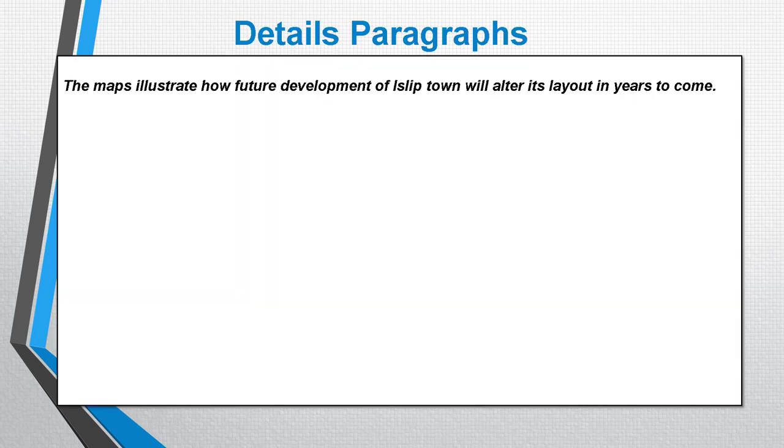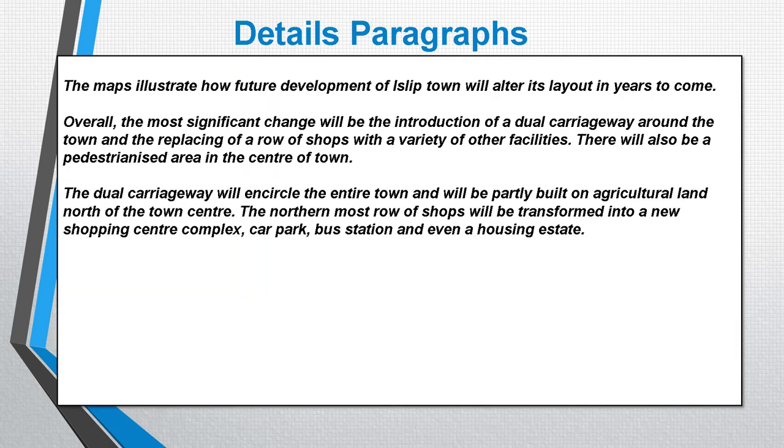And the first one reads, the dual carriageway will encircle the entire town and will be partly built on agricultural land north of the town centre. The northernmost row of shops will be transformed into a new shopping centre complex, car park, bus station, and even a housing estate. So in this paragraph, I have named the specific things that the shops will be converted into. I've also mentioned the detail that the dual carriageway will be built on the countryside and that it's the northernmost row of shops. So they're the types of details we should be looking to include.